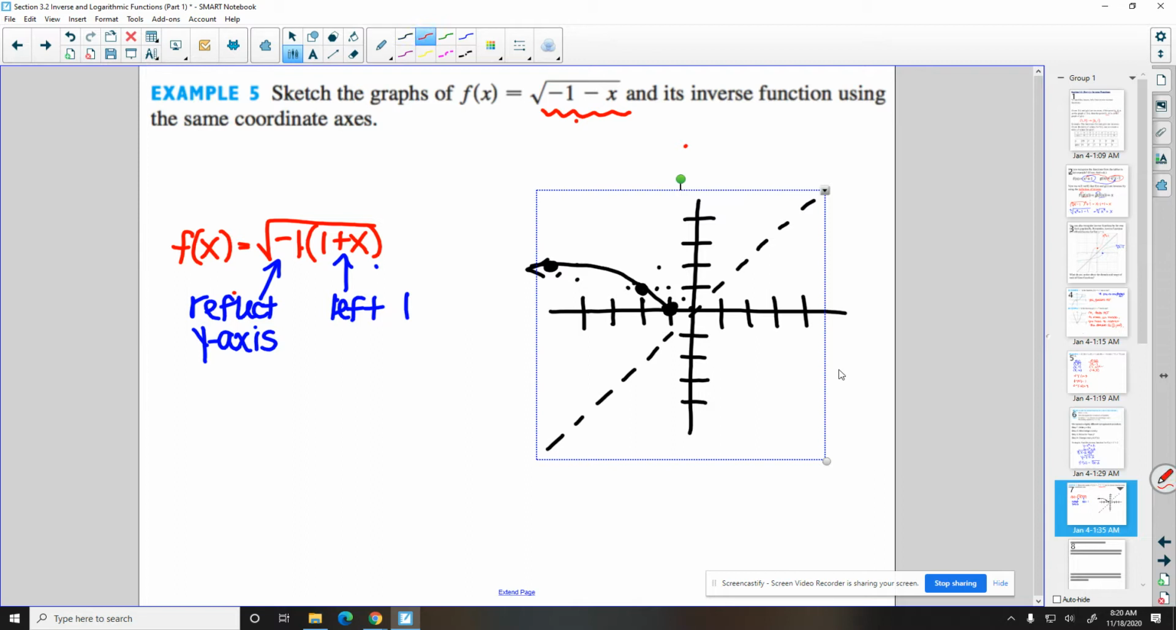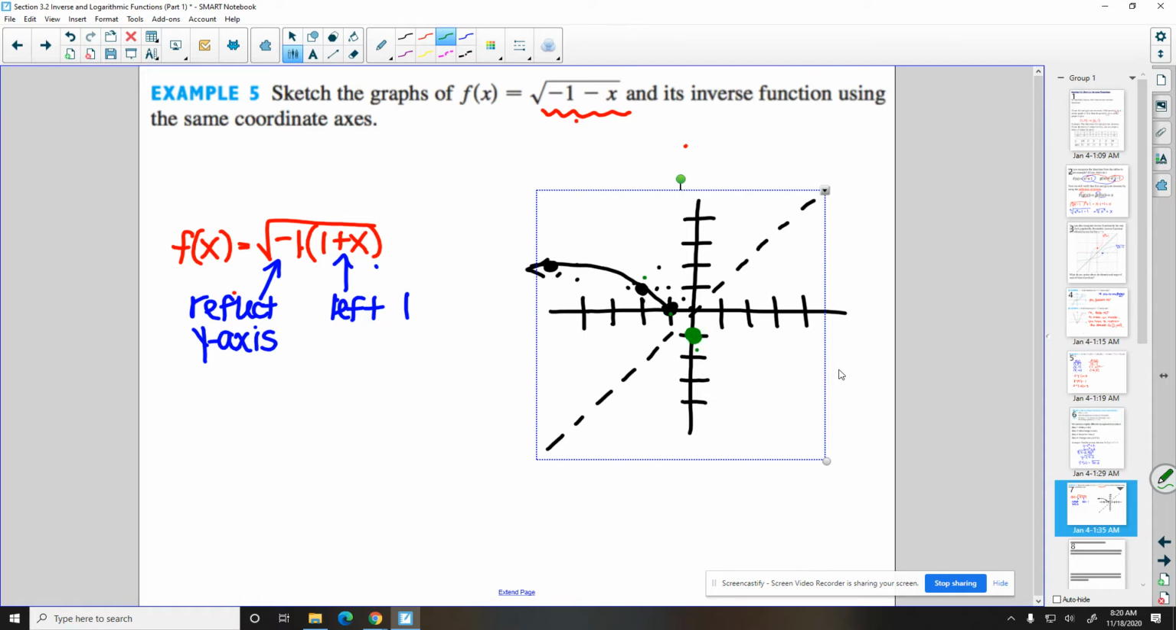Okay, now we graph the inverse, which all we have to do to graph the inverse is remember the fact that the x and y values flip, and we're just going to graph those companion points. So if I have a point at negative 1, 0, then my inverse would have a point at 0, negative 1.